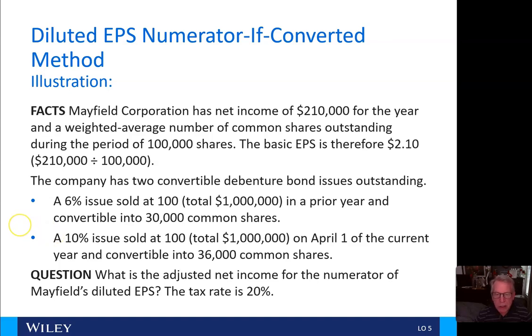So, what is the adjusted net income for the numerator of Mayfield's diluted earnings per share? The tax rate is 20%.